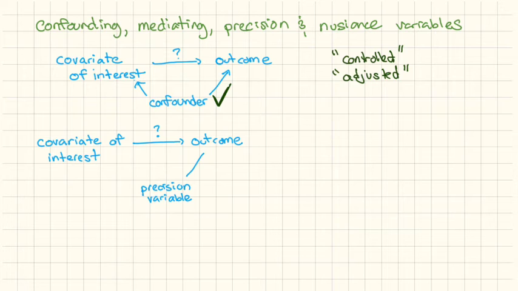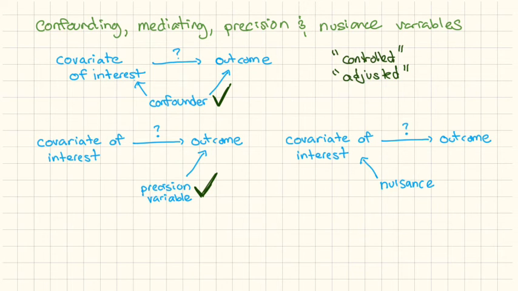A precision variable is one that is only related to the outcome. So it is only influencing the outcome. It is not influencing the covariate of interest. We call these precision variables because they help our estimate to be more precise. They're not confounding. If you leave them out, there's no terrible harm, but they will help you out. So we do want to include them in our regression if we have measured them.